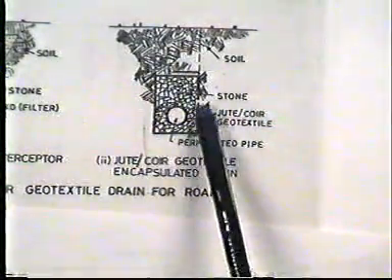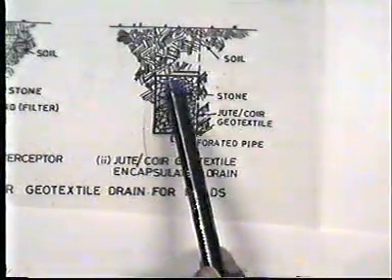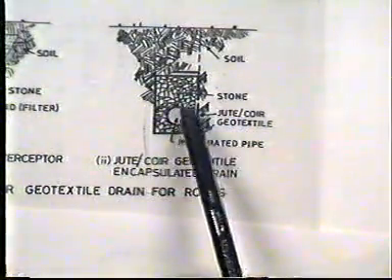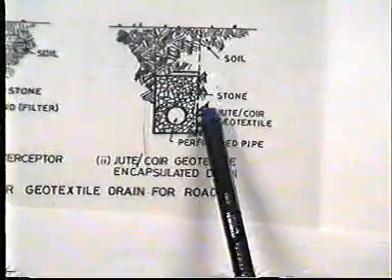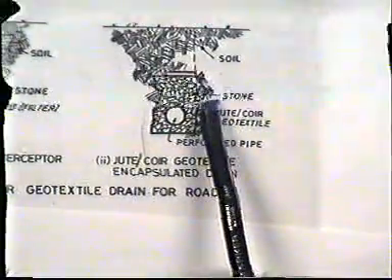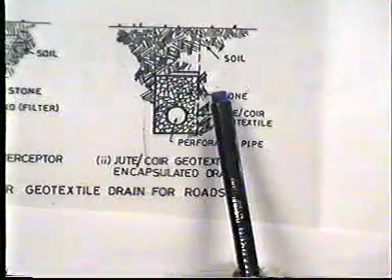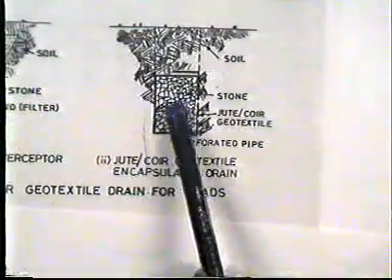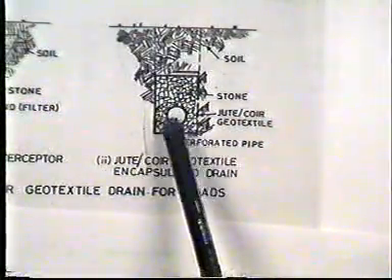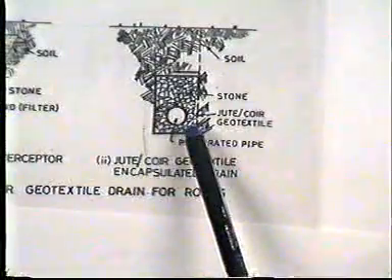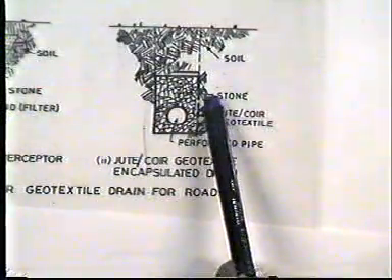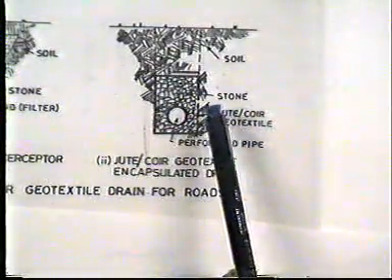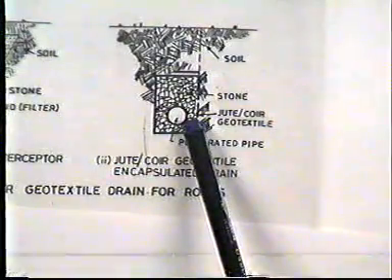The jute liner would effectively filter water and separate the surrounding soil from the aggregate in the drain. The use of perforated pipe is optional. The performance of jute or coir would last indefinitely despite the biodegradation.